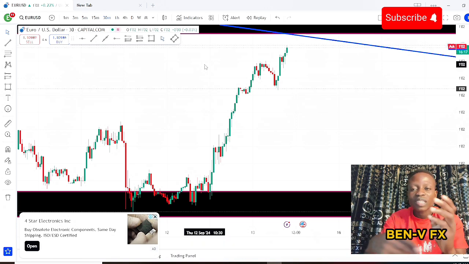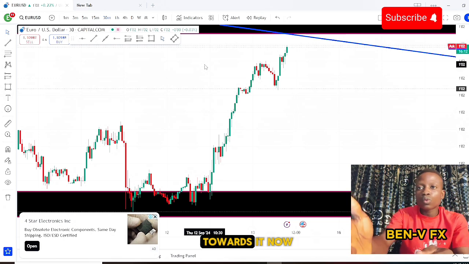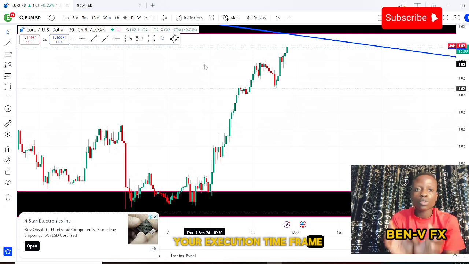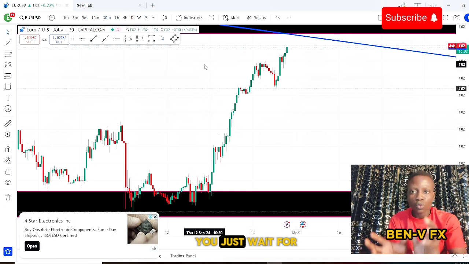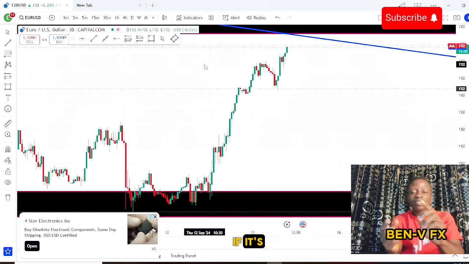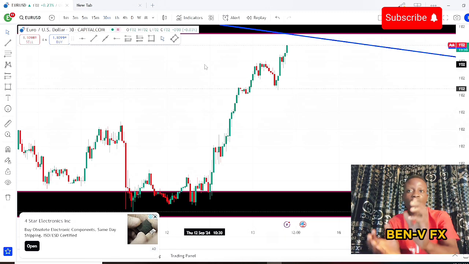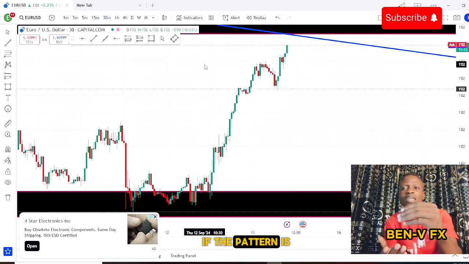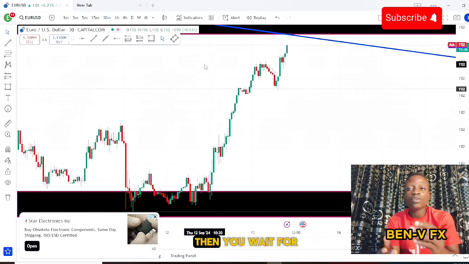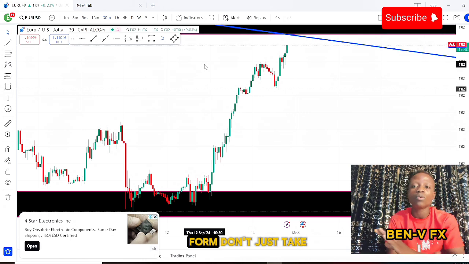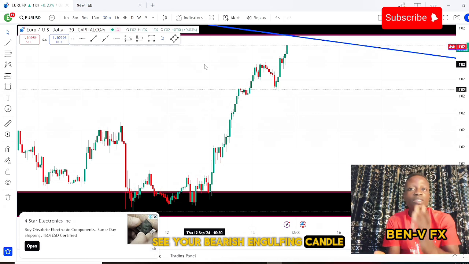So what is your plan against it now? You switch to your execution time frame. That pattern that usually forms before you take your trade, you just wait for that pattern. Once the pattern forms, if that pattern is a bearish engulfing candle from that resistance level, you wait for your bearish engulfing candle. If the pattern is an entry pattern, if you see your entry pattern, then you take your sell position. If your entry pattern does not form, don't take that trade. If you do not see your bearish engulfing candle, don't take the trade.